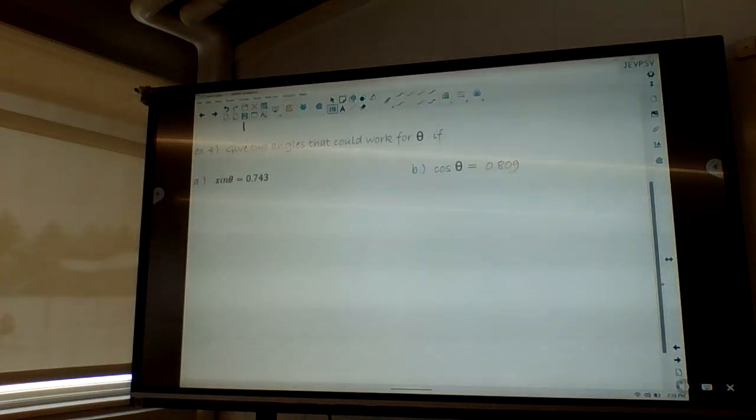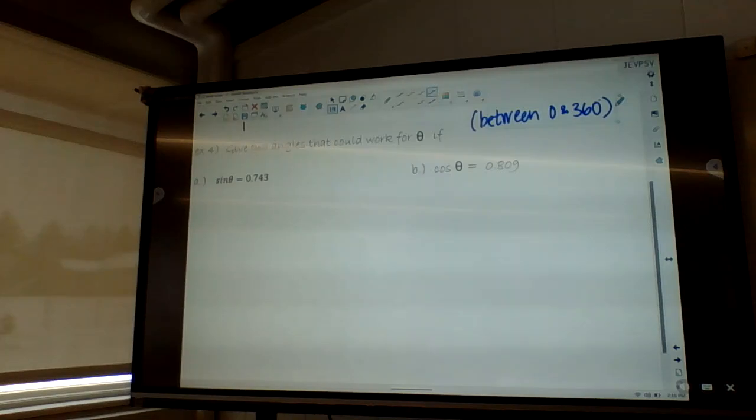So this is an example of something you need a calculator for, versus some of the things we did a couple days ago. I didn't want you guys to use a calculator. This one I want you to use a calculator. It says give two angles that can work for theta, and I want those two angles to be between 0 and 360. So I don't want us just to spin around one more time.